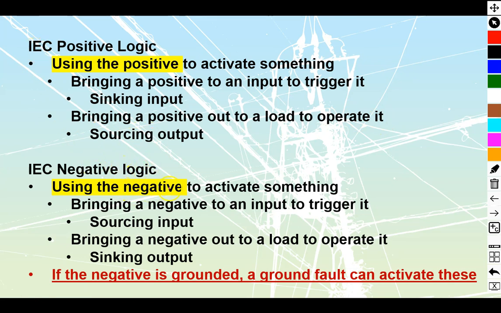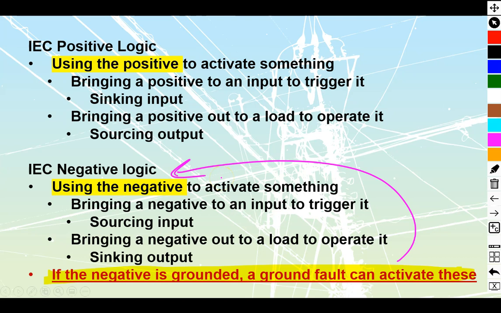Negative logic is where I'm using the negative to activate something. So bringing a negative to an input to trigger it, I would need to have a sourcing type of input for that. That would be called IEC negative logic. Or bringing the negative out to a load to operate it, I would need to have a syncing output for that, which would both be termed IEC negative logic. Note, and this is the super important part of this, that if the negative is grounded, your DC supply is grounded, a ground fault can activate an IEC negative logic.